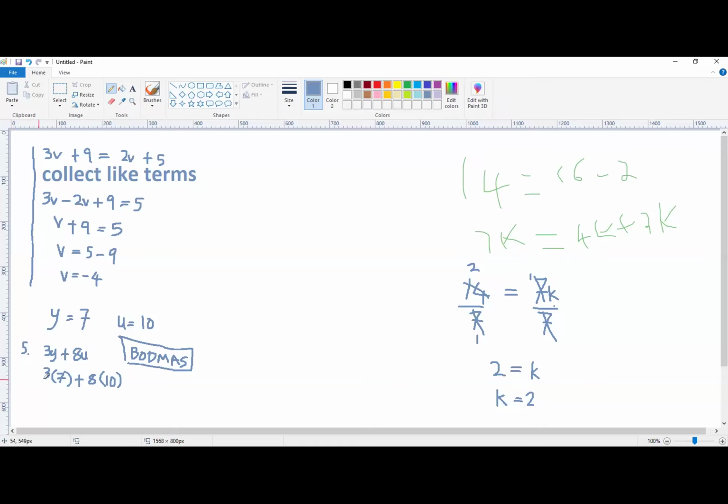All right, so let's solve this one. 3 times 7 will give us what? 21. Yes. And then 8 times 10, 80. That's quite easy. Anytime you multiply a number by 10, you simply put a 0 behind it. So 21 plus 80 will give us 101. There we go. I guess this one is quite straightforward. All you need to do is just substitute.